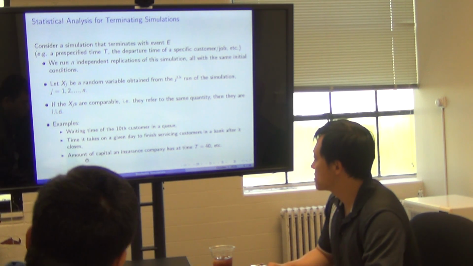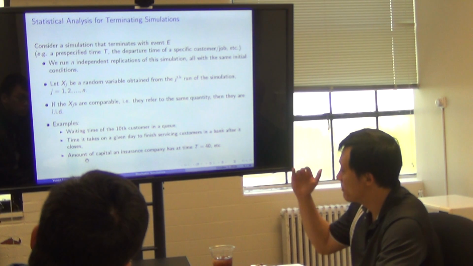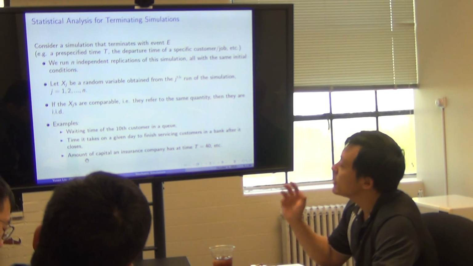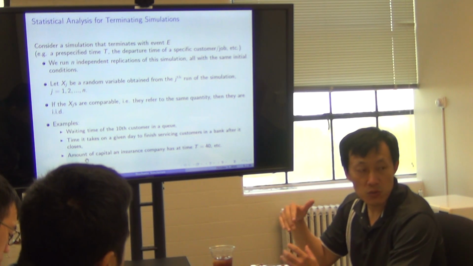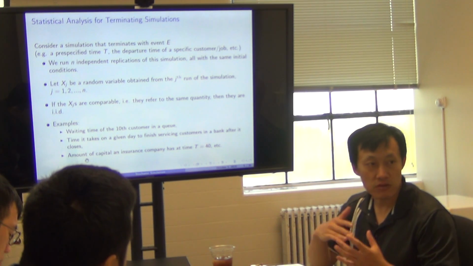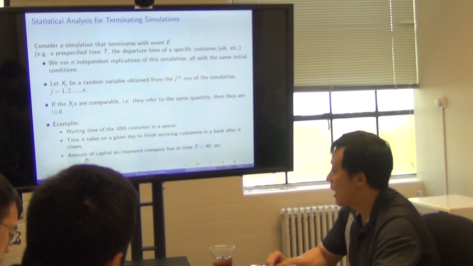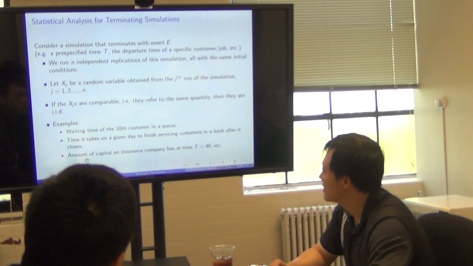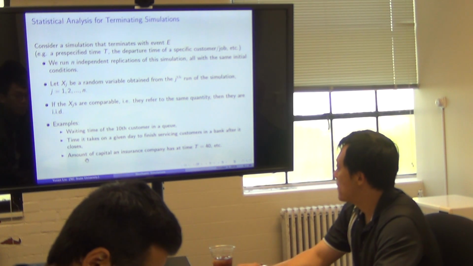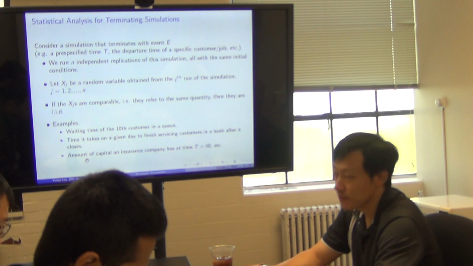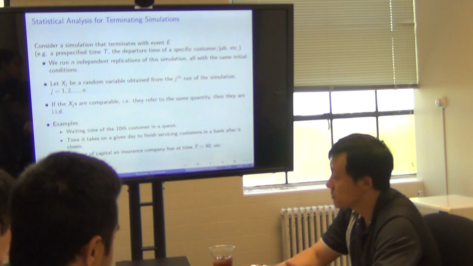Treat them as IID. Another example is the time it takes on a given day to finish servicing customers in a bank after it closes. Run many samples. Basically, the examples we have gone through in the previous topic were ideas about how to simulate one path. Sometimes you have to work on multiple paths. You have to have a for loop, looping over the samples. Amount of capital in an insurance company at time t. Of course, this is estimated by one path, but what if I want the mean of it?